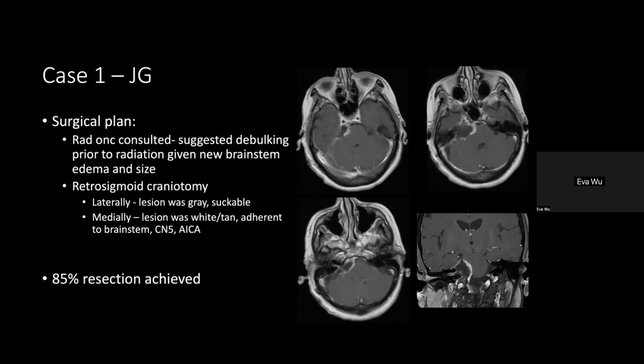And so when they did the retrosigmoid approach, when they got to the tumor, it looked like there were 2 different consistencies. So laterally the lesion was gray and suckable, and then medially it looked white and tan, and it was really adherent to the brainstem, cranial nerve 5, and ICA. And so they were only able to get like 85% resection. And so you can see, on the right, the rind of tumor that they left where it was adherent.